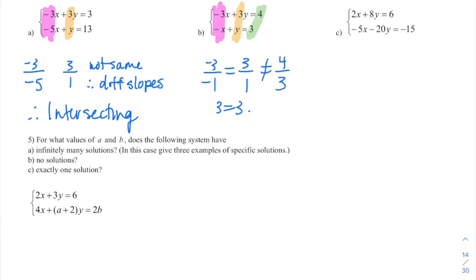Okay, so what this means is they have the same slope but different y-intercept. Okay, so these are parallel and distinct.